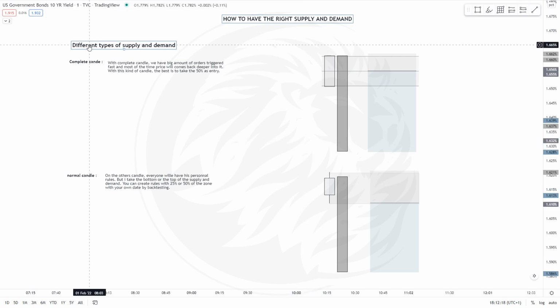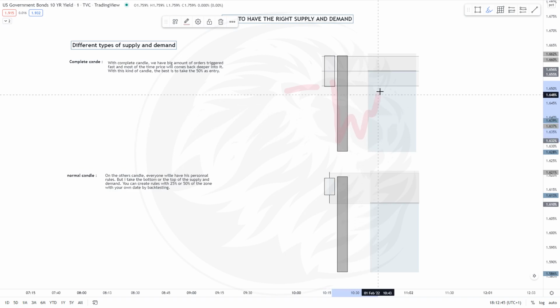With the complete candle, we have a big amount of orders triggered at the same time, fast, and most of the time price will come back deeper into this supply or this demand. With this kind of candle, the best is to take the 50% as an entry. For example, if you have an order block created by a complete candle, after you have the breakout structure and price comes back into it, it's better to take the 50% than the bottom, because generally price will come back deeper into this level. We have many imbalances in this candle, and that's why price comes back deeper into it.